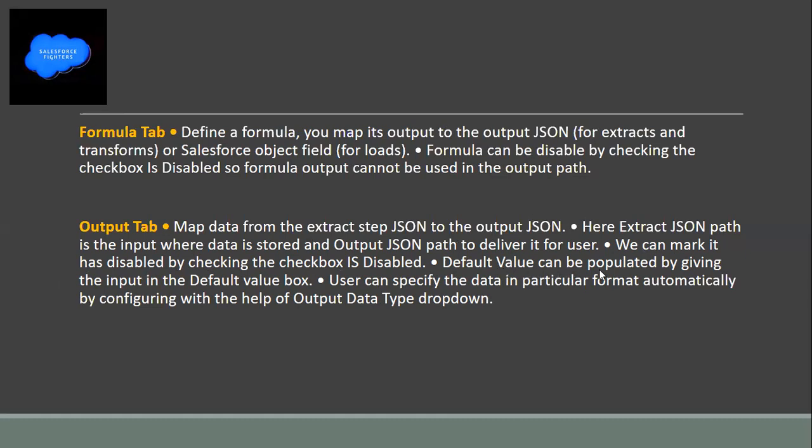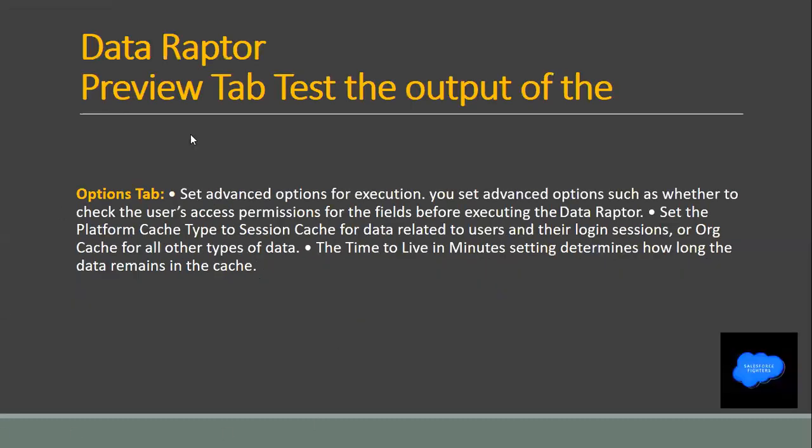Default value can be populated by giving the input in the default value box. Users can specify the data in a particular format automatically by configuring it with the help of the output data type dropdown.